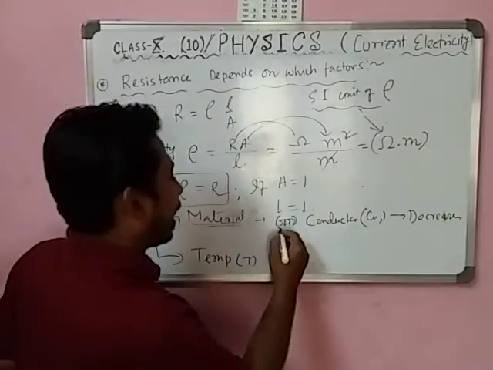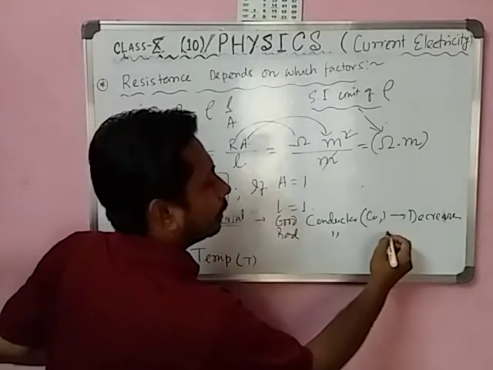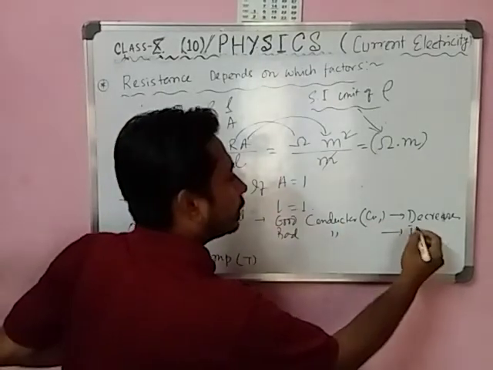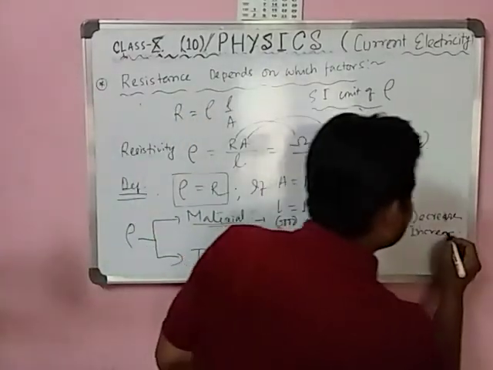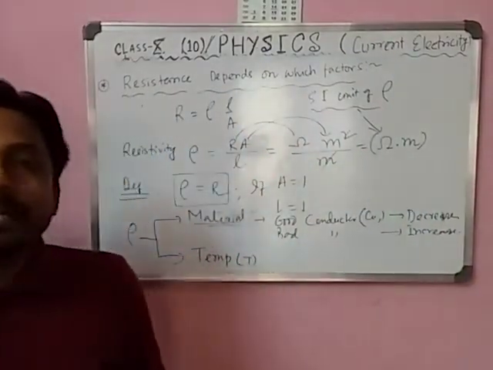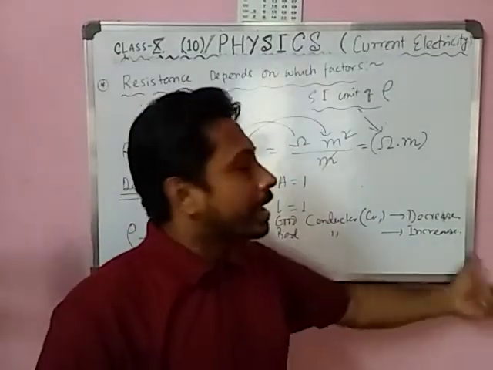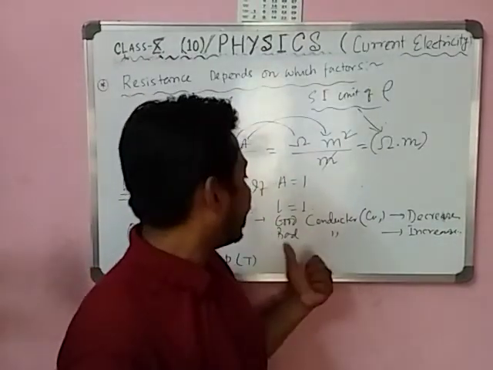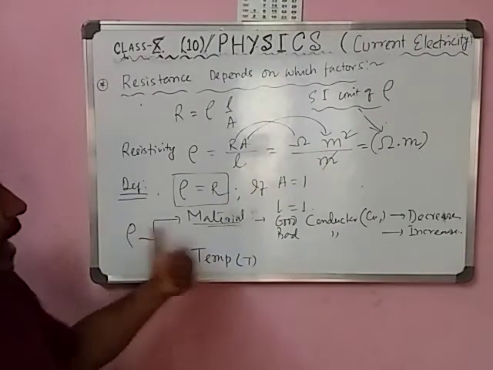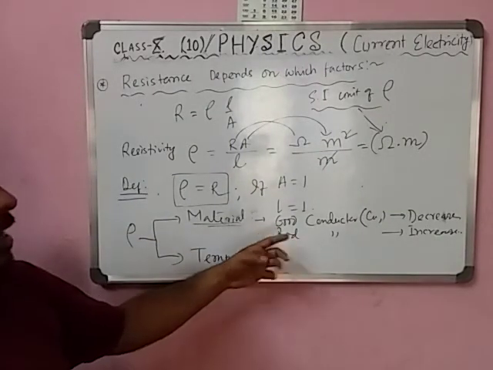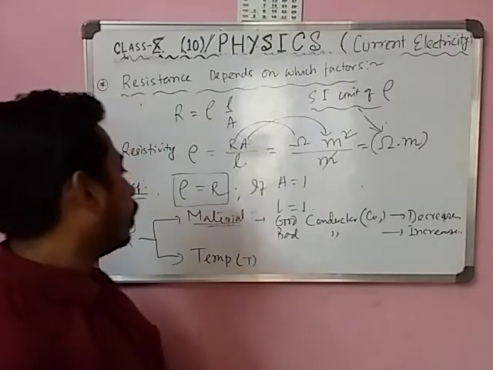And for bad conductors, resistivity increases. If resistivity increases, then current decreases. So bad conductors cannot flow the current; they are not carrying current. That's why high resistivity offers high resistance, and good conductors offer low resistance.